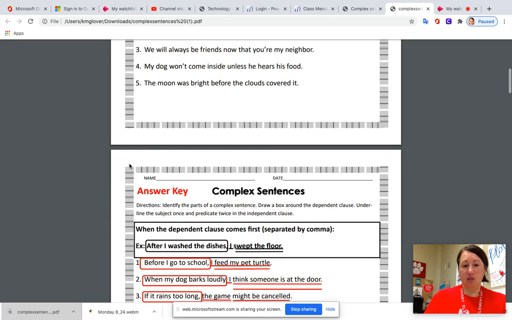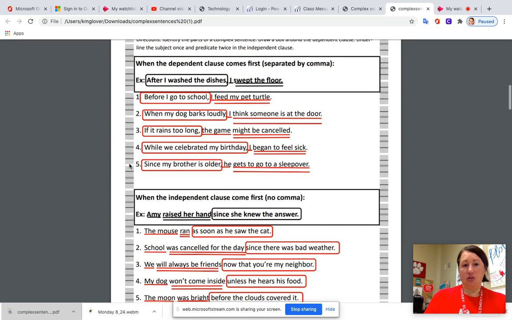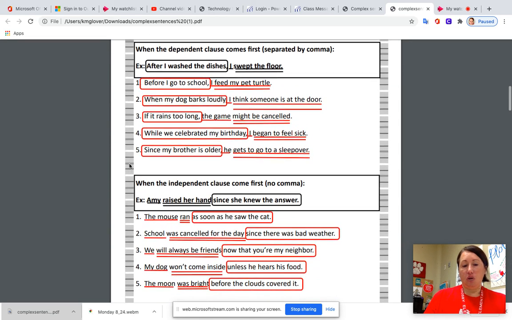Okay? So I'm just going to show you the answer key, because if you ever wanted to just come back and use this part of the video as the example, then you could just look at this part right here. So the independent clause is underlined and the dependent clause is circled. So again, if the dependent clause comes first, we have to use a comma. If the independent clause comes first, then we do not.